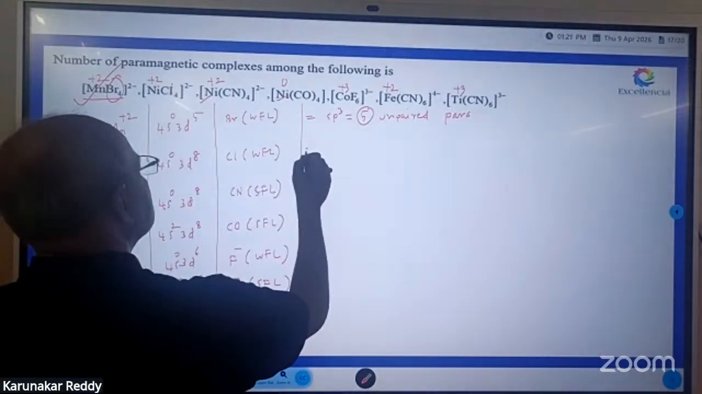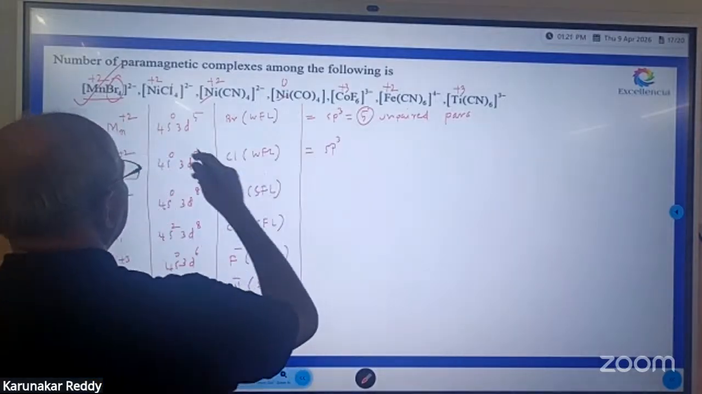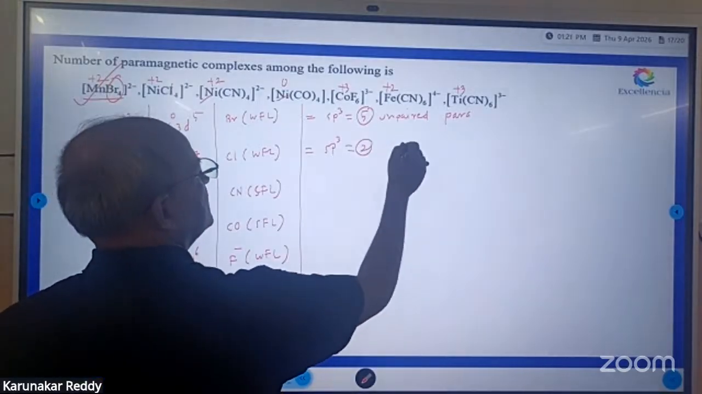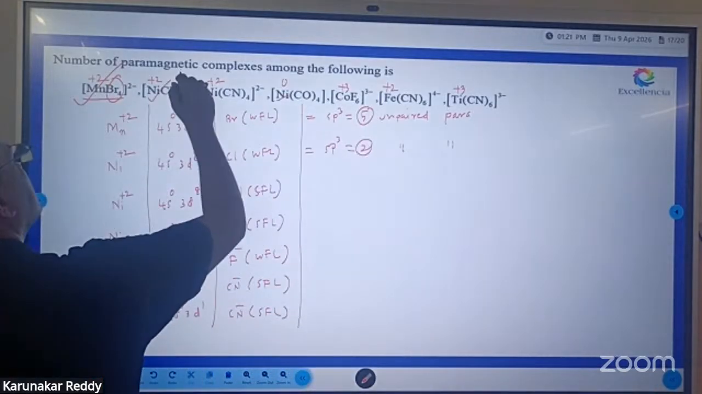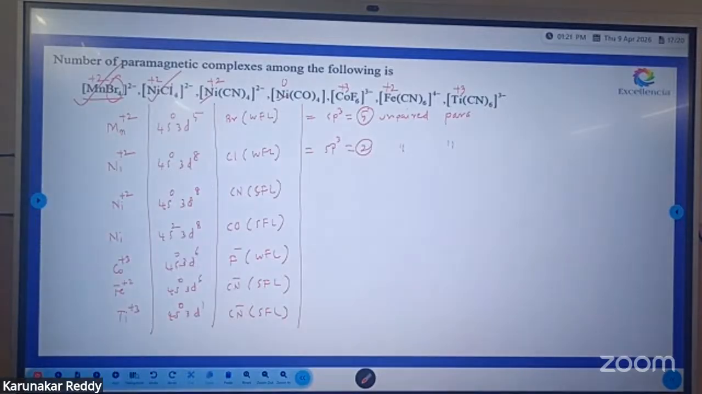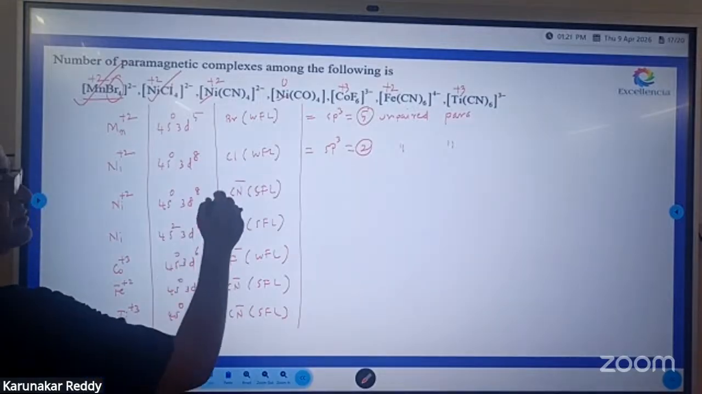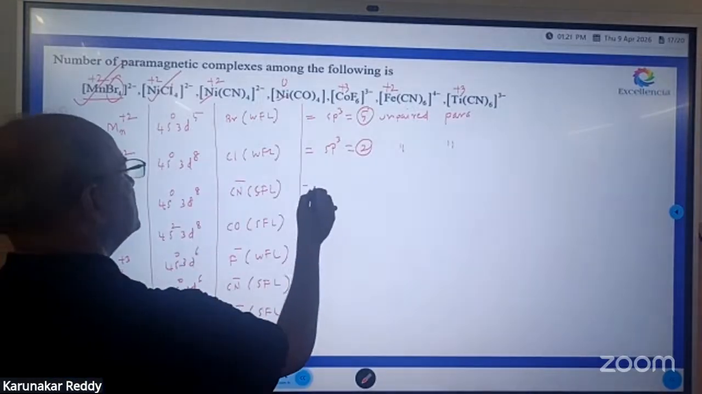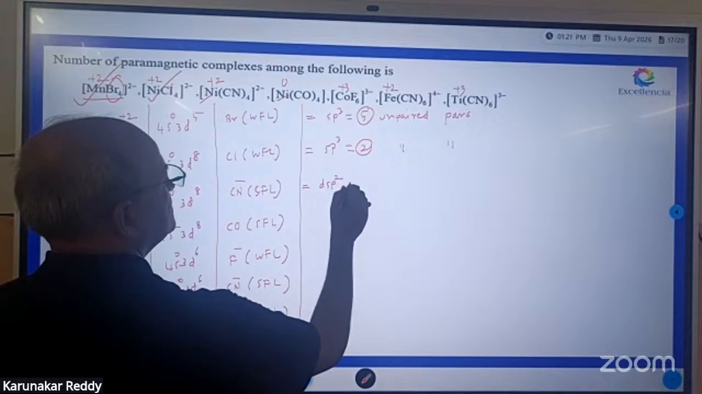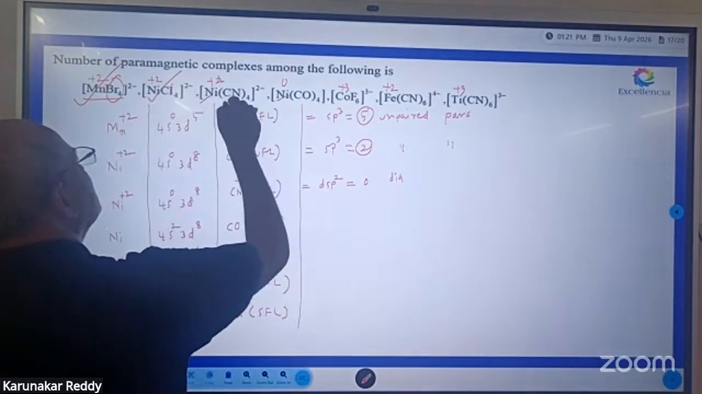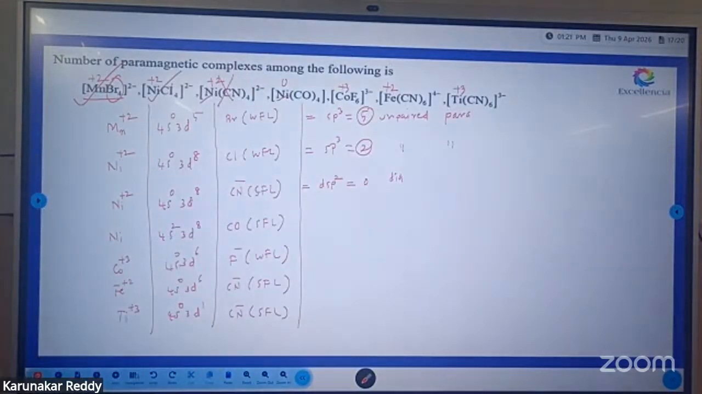NiCl4, still it is the same hybridization, sp3 hybridization. There are 2 unpaired electrons. Unpaired electrons are there. So it is again paramagnetic in nature. Since the presence of CN minus, like a strong field ligand, the hybridization state is dsp2, with 0 unpaired electrons, then it is diamagnetic. So it's not in our answers.